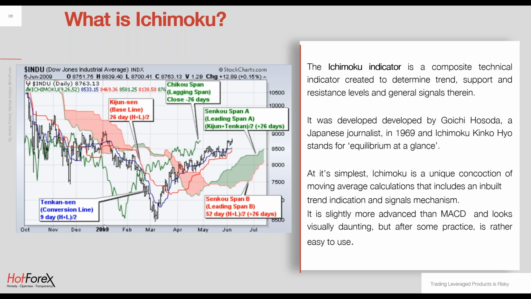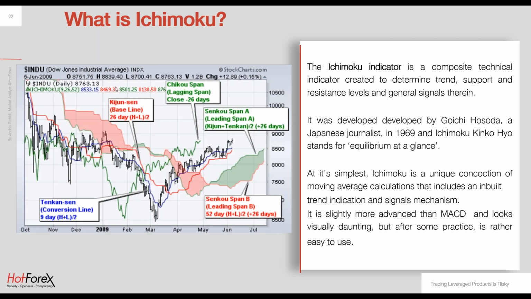On a daily basis it is the 9-day high plus the 9-day low over 2. If you are on an hourly basis, then the Tenkan-sen line, the conversion line, will be the average of the 9-session high plus the 9-session low over 2. So with blue, we have the Tenkan-sen line.